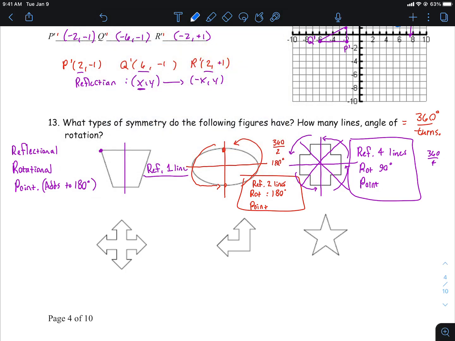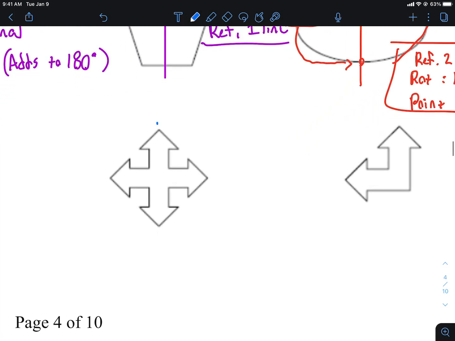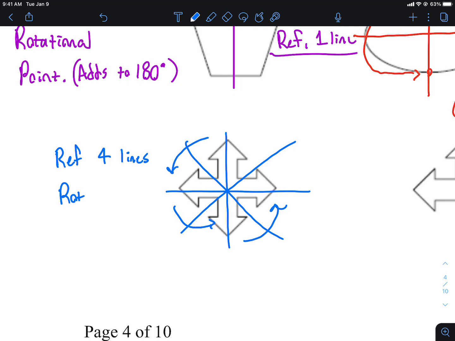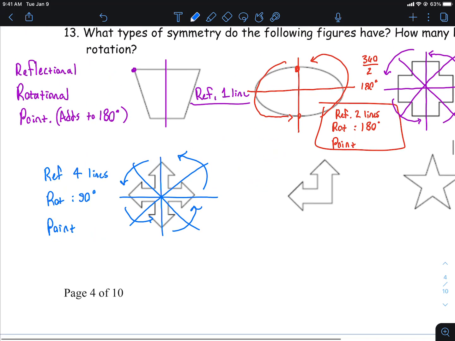That's that. Next one here, you got this arrow. It's actually kind of similar to the cross there. You'll have four lines. So let's say it's reflectional with four lines. It's rotational. You can do your rotation four times. So 360 divided by 4 is going to be 90 degrees again, which also adds up to 180, or if you just flip it upside down, it's the same.